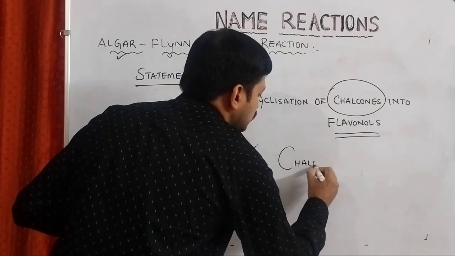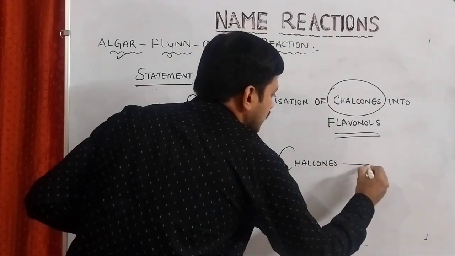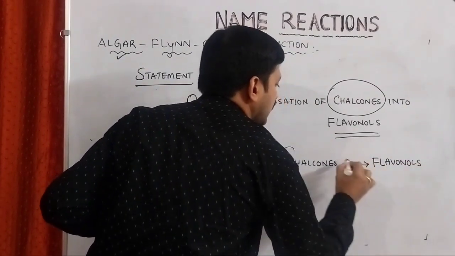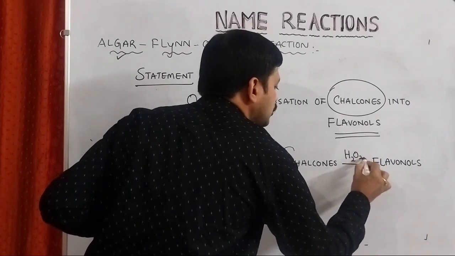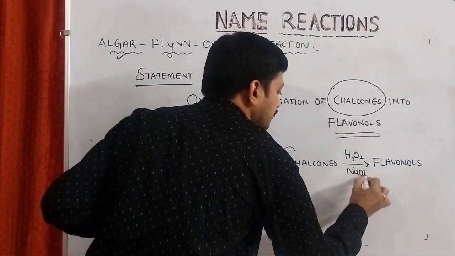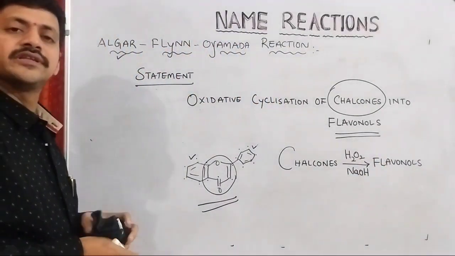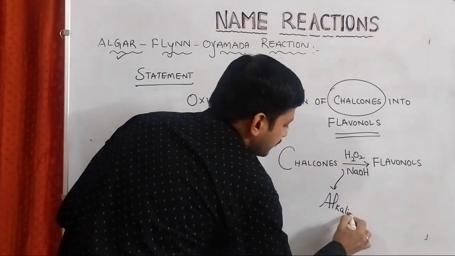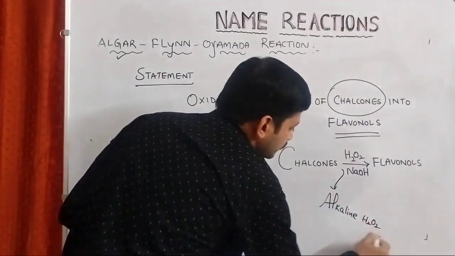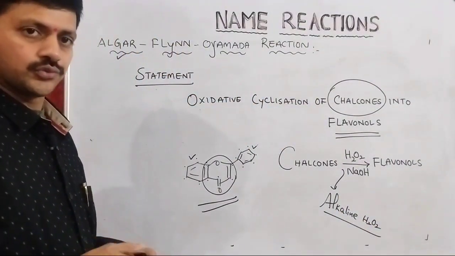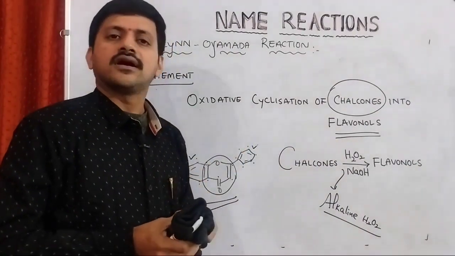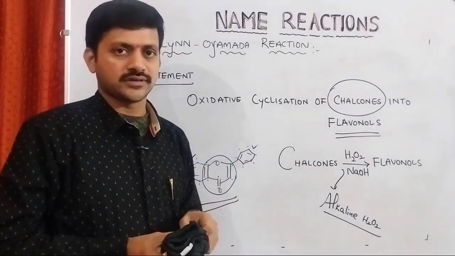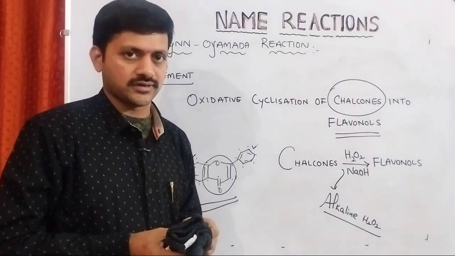Conversion of chalcones into corresponding flavonols. Here we are taking the reagent H2O2, hydrogen peroxide, in presence of base. It can also be called alkaline H2O2. The chalcones are easily synthesized by the combination of aromatic aldehydes and ketones. Already we discussed this in aldol condensation, right?